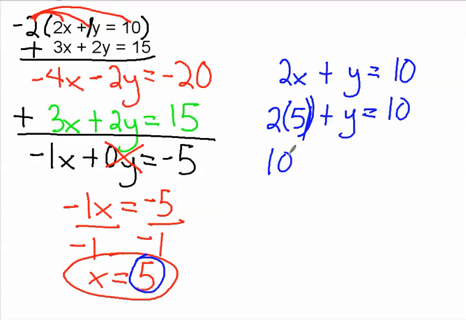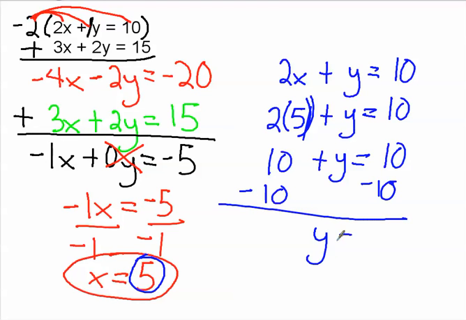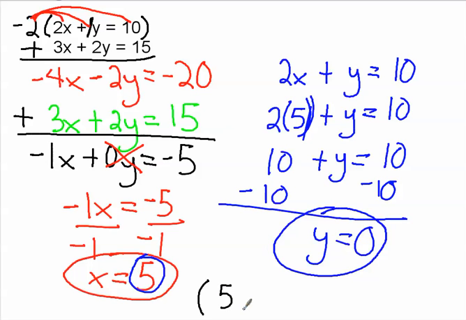And so 2 times 5 is 10, plus y equals 10, and we just subtract 10 from this side to get y by itself, and whatever you do to the left side you also have to do to the right side, so y comes out to equal 0. Alright, y equals 0, and the final answer is going to be written in coordinate form, and in coordinate form the x always goes first, so we have 5, 0, because the x is 5 and the y is 0. And that is how you solve systems of equations using multiplication.